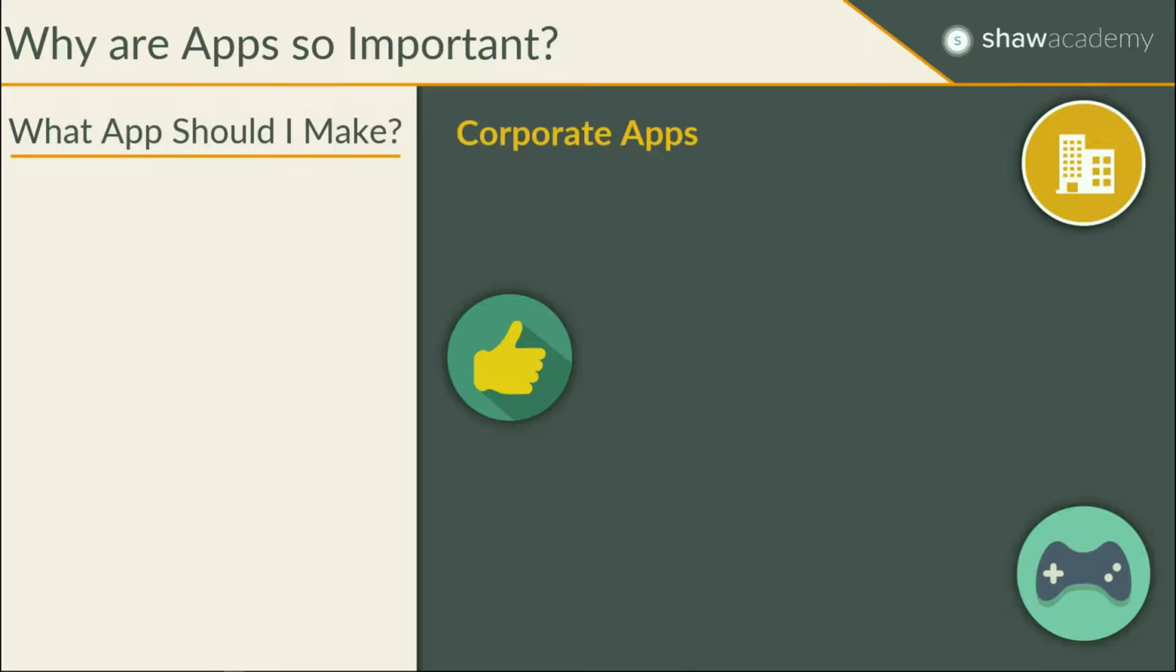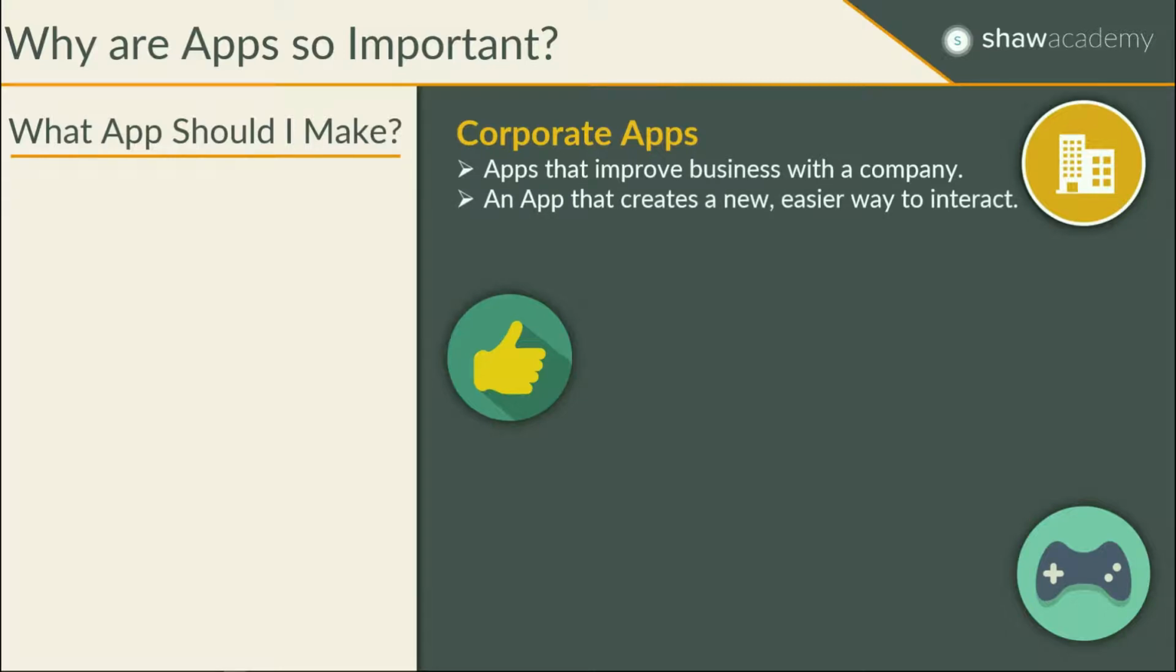So we do have corporate apps, and these are apps that improve business with a company, and also an app that creates a new, easier way to interact with that business. So that is one type of app out there. Now these are rough categories, guys. You can cut across them if you wish. It's not 100%. You do not have to stick to these rigidly as you go on.